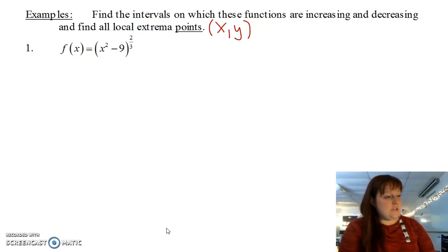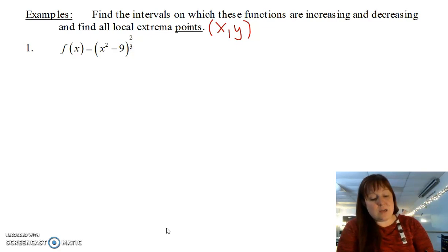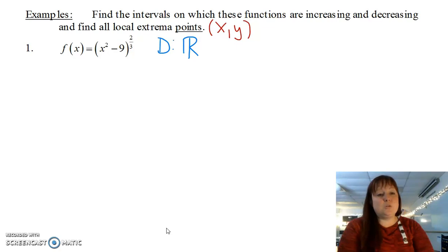The first thing that we need to do, if we look at our steps, the very first thing we need to do is find all of our domain restrictions. Okay, so is this one defined on all parts of its domain? Well, remember, we can't take the square root of a negative number. We can't divide by 0. And there's nothing in a denominator here. And we're taking a cube root, not a square root. And we can take cube roots of negative numbers. So in this case, we have no domain restrictions, so our domain is all real numbers. So great, no domain restrictions.